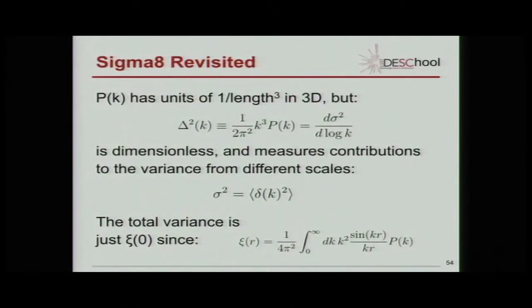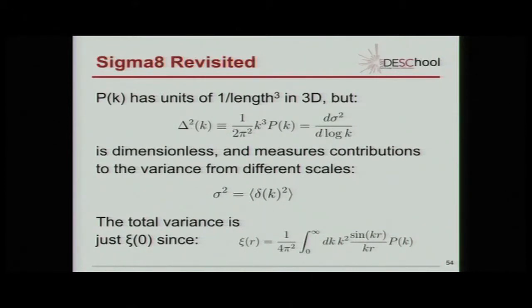Okay, so just to finally wrap up, I want to come back to sigma 8. The power spectrum has units of 1 over length cubed in 3D, so we just need to multiply by k cubed in order to get something dimensionless. With k cubed times P(k), we stick a 1 over 2 pi squared there. That's a useful combination, first because it's dimensionless, but also because it measures the contribution to the variance from different scales. You can think of it as d sigma squared, a variance, d log k, so it's the amount of variance from a logarithmic interval in k.